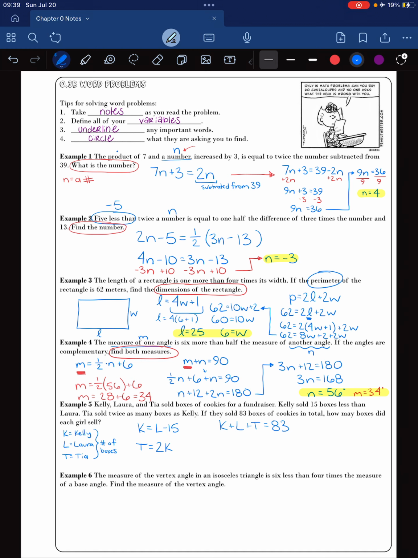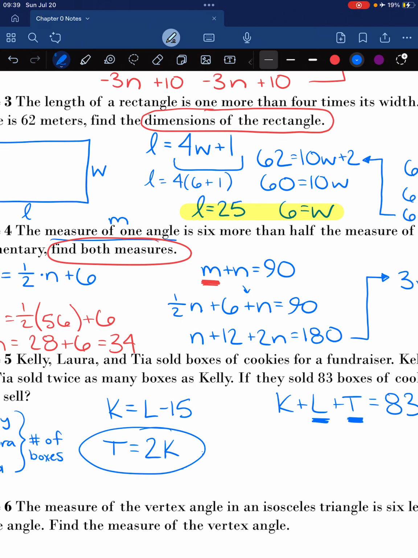Okay, so we have 3 variables this time, but I want to use the same strategy. I'm still just trying to get it down to 1. If we look at all 3 of these equations, they all have a K in them. So that's probably what I want to do. I want all of these to be K's, meaning I need to replace the L with something and the T with something. Well, the T is pretty easy. The T equals 2K.